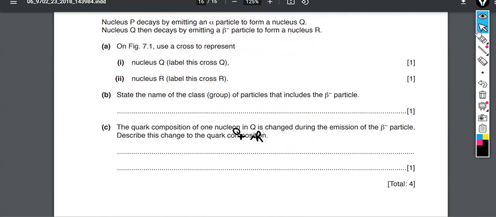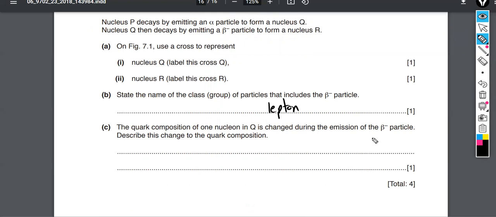The question goes on to ask for the name of the class of particles that includes the beta minus particle. It's an electron, which belongs to the class of particles called leptons. And then the quark composition of one nucleon in Q is changed during the emission of the beta minus particle. Describe this change to the quark composition.